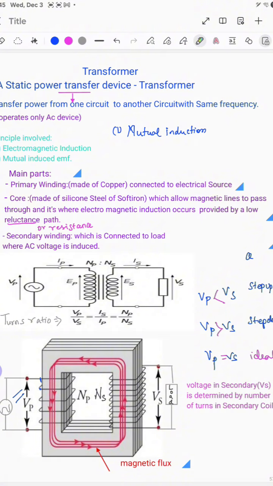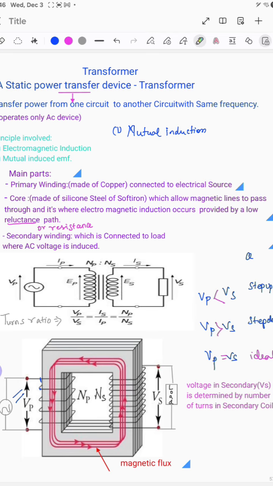So there are three parts you have to remember mainly. One is the primary winding. This part is the primary winding. This is the secondary winding here, right? These two are held together by the core, which is made up of silicon steel. It is also used to magnetize the materials in between.